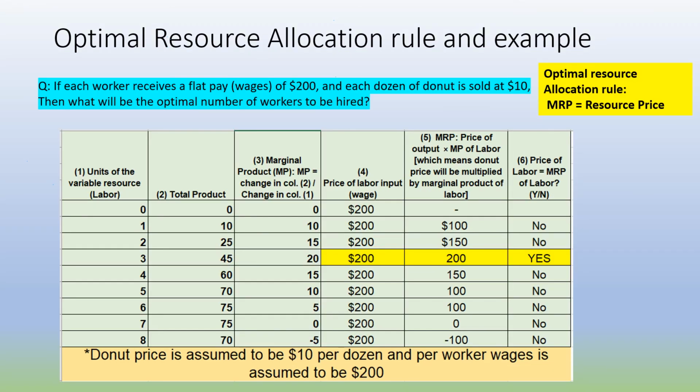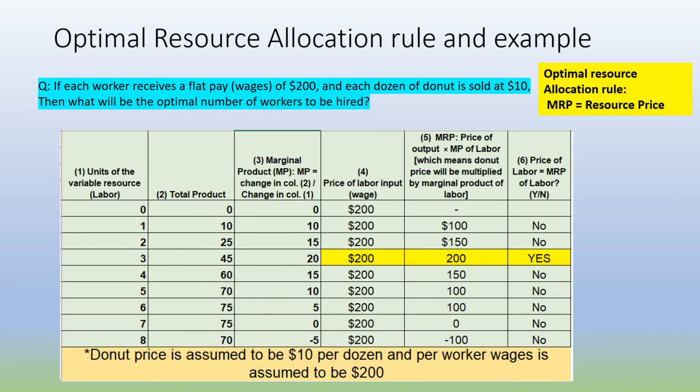Similarly, we see one more example using similar data, but we just change the wages. Here the wages are $200 for each worker, and the donut price is $10 per dozen. So here now we see the optimal hiring amount will be 3 workers, because at the third worker, marginal product is 20 dozens of donuts, which means the marginal revenue product is $200, which is 20 times $10 per dozen of donuts. And the worker's wages are also 200. So here the wages of 200 and the marginal revenue product of 200 are equal at this hiring level. So in this case, the optimal allocation of resource would be 3 workers.